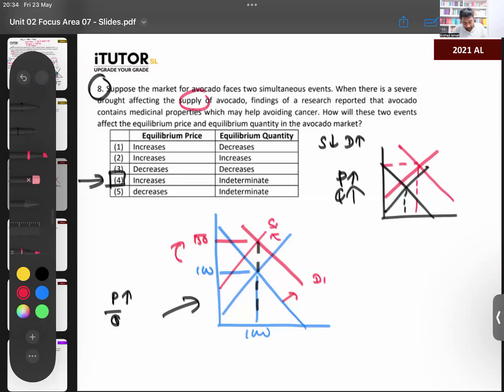Now, what if supply decreases more? If the supply decreases more and the demand increases only a little, now you have equilibrium over here.